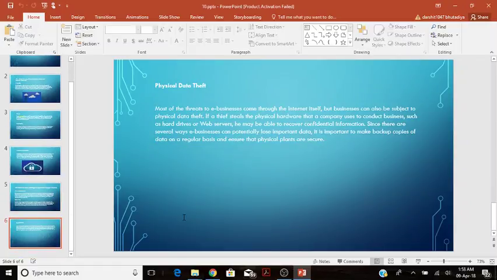Most of the threats to e-business come through the internet itself, but a business can also be subject to physical data theft. If a thief steals physical hardware that a company uses to conduct e-business, such as hard drives or web servers, he may be able to recover confidential information. Since there are several ways an e-business can potentially lose data, it's important to make a backup copy of the data on a regular basis, so the e-business does it by itself, right? And physical premises are secure.